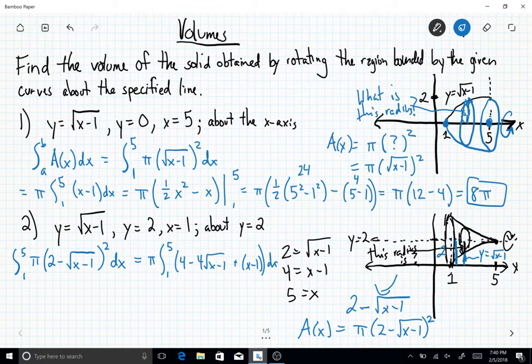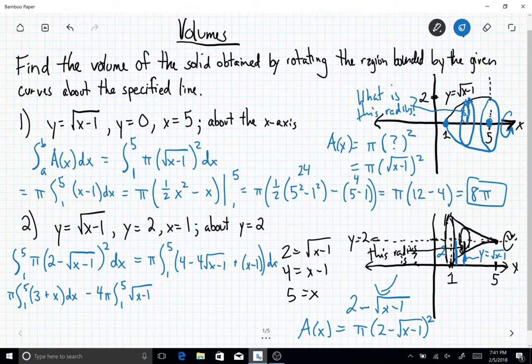Okay, and we can simplify this. Notice if we take 4 and then we subtract off that 1, we have 3 there. So we get pi times the integral from 1 to 5 of 3 plus x, and then minus that 4 square root of x minus 1. Well, we'll deal with that integral separately. So we'll do 3 plus x, and then we have that dx, minus, and then we'll have a 4 pi, the integral from 1 to 5 of square root of x minus 1 dx.